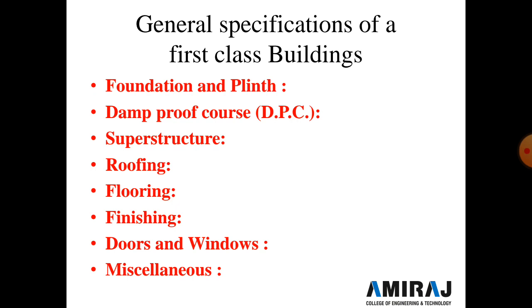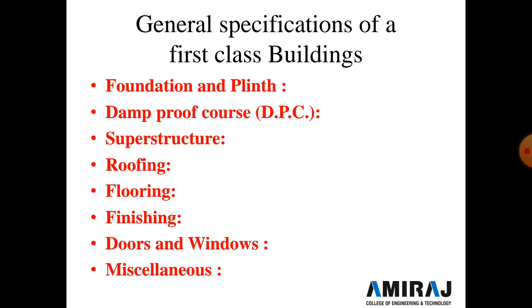The third specification of the first class building for a superstructure is that the superstructure shall be of first class brickwork in 1:6 cement mortar, and lintel over the door and window shall be of RCC work. Now next one is the roofing. The roof shall be 10 centimeter thick RCC slab with a 10 centimeter average thick lime terracing over it, and the height of the room shall not be less than 3.7 meter, means 12 feet.